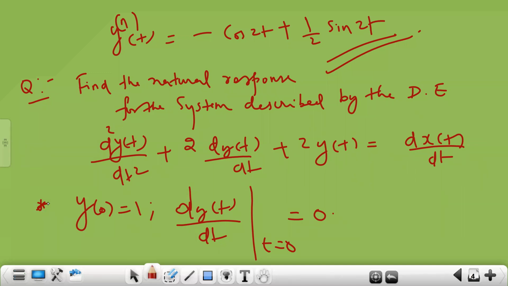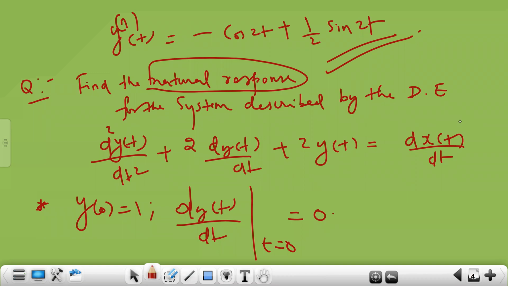Now, Nikhil, you tell me what I have to do first. Since this is a natural response, what do I have to do? Nikhil, unmute and tell me what you have to do. Yes. So you have to take the RHS as 0. RHS as 0 means your input should be 0.